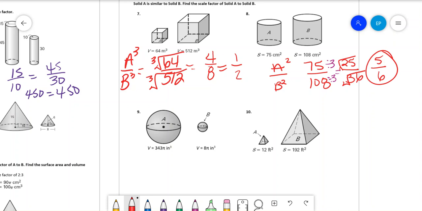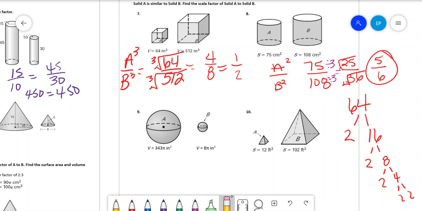Another way to do cubed roots, going back to 64, is you can find what number times itself goes in there 3 times. So 64, if I pick 2, and I get 8, get 2, and I get 4, that's not right. Let's try that again. I'm missing some numbers. I'm missing a 32. So here's what we're going to do. We're going to just start that one over.